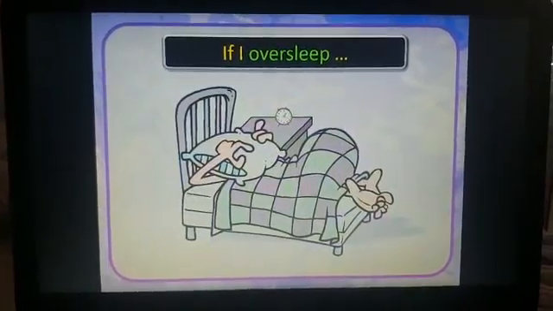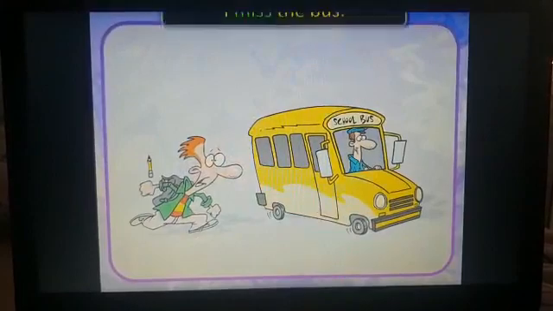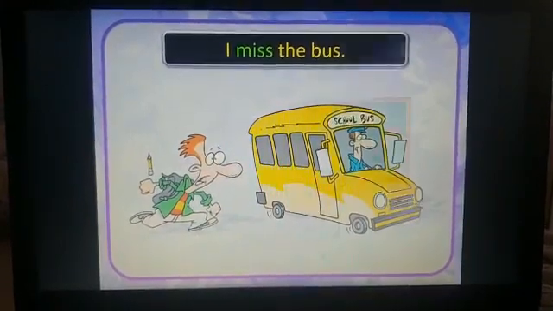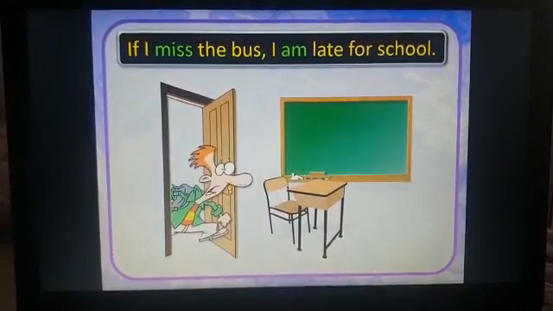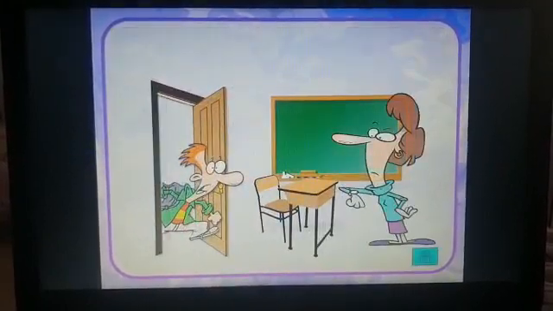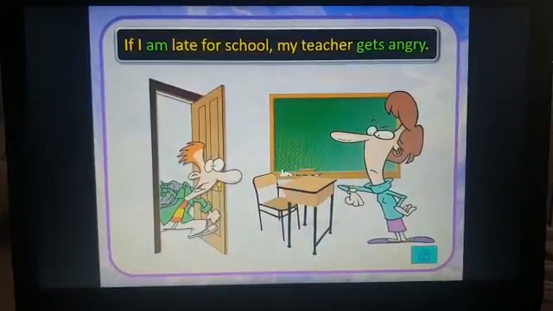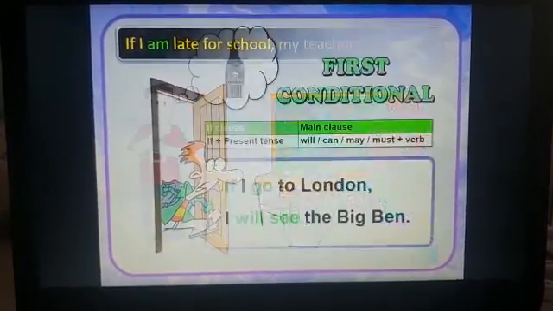Another example, if I oversleep, I miss the bus. So, if I miss the bus, I'm late for school. That's logical, right? If I'm late for school, my teacher gets angry.